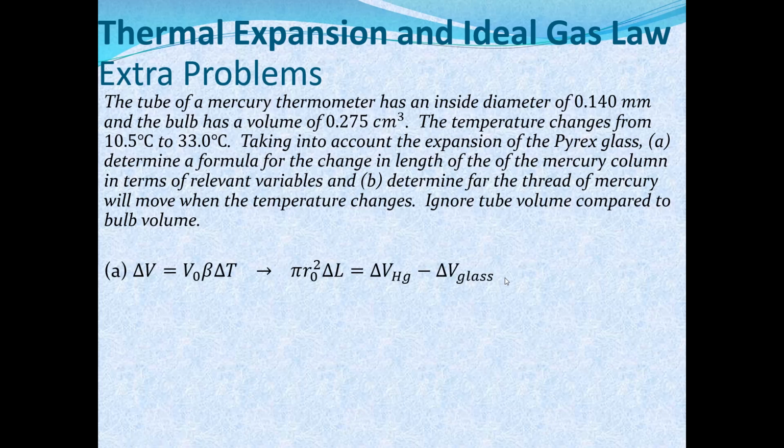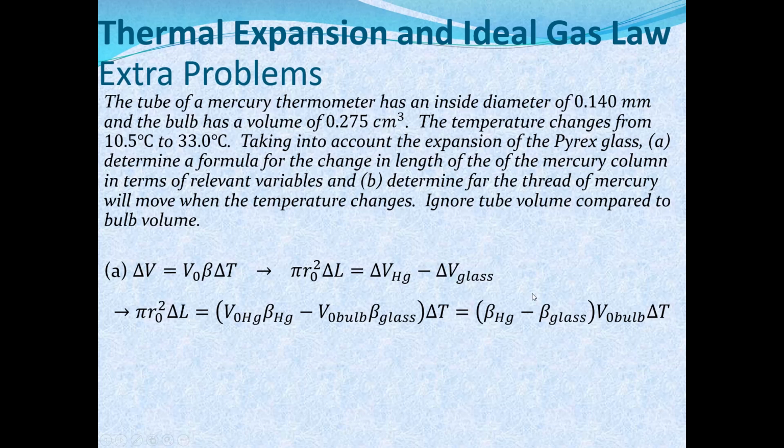So what I'm going to do is use the volume expansion equation. For the most part, the inside of the tube, we're going to look at it as a cross section, which is essentially a circle, pi r squared, times the change in the length of the tube. So it's the whole area times length. That's a cylinder, and that's going to be equal to the change in the volume of the mercury minus the change in the volume of the glass.